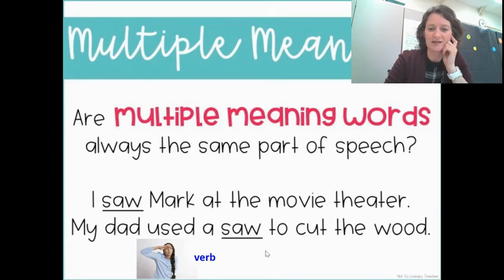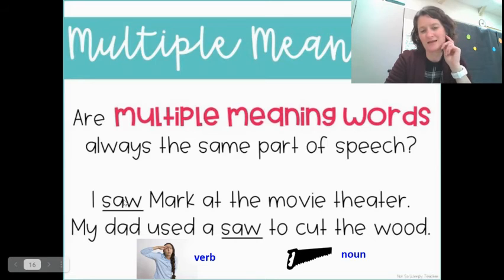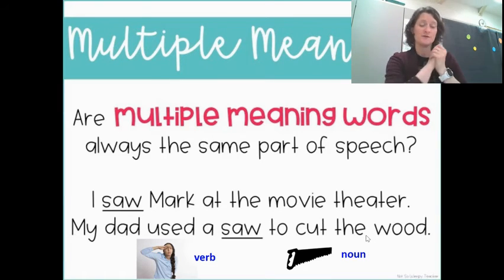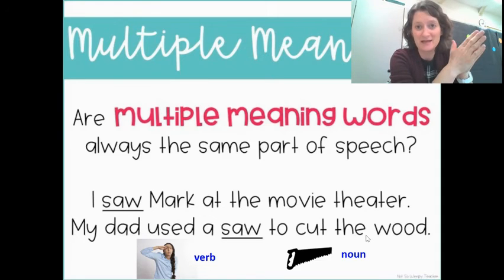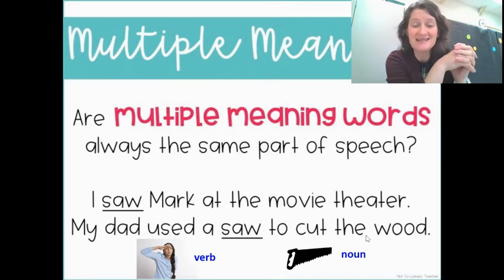My dad used a saw to cut the wood. Well, that's a noun because it's a name of something. So you can see that the same word that has different meanings doesn't have to be the same type of speech. It doesn't always have to be a verb or a noun. So this just tells you fourth graders that when you are reading and writing and listening and speaking, you are going to come across words that have multiple meanings. You might be reading them, you might be hearing them, you might be saying them, you might be writing them.